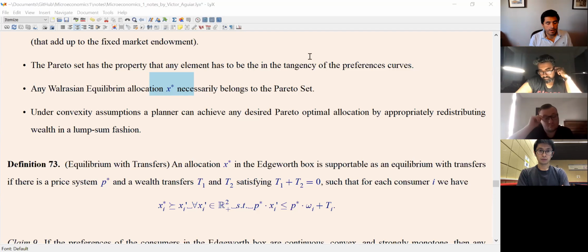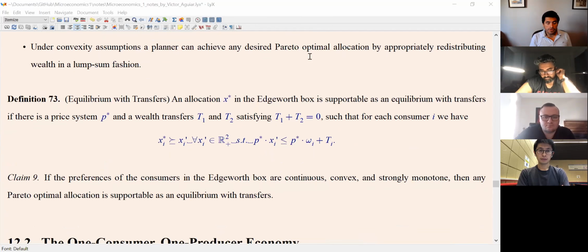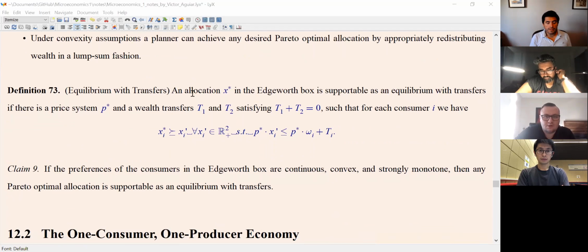Now, let's understand mathematically what's going on here. So we're going to define this general setup, which is an equilibrium with transfers, and then we're going to move to a different kind of economy. So any question here before we move forward?